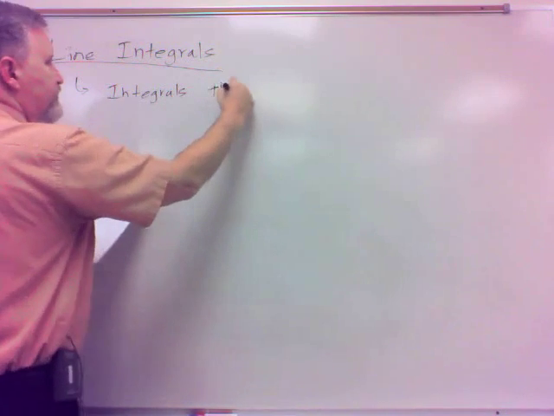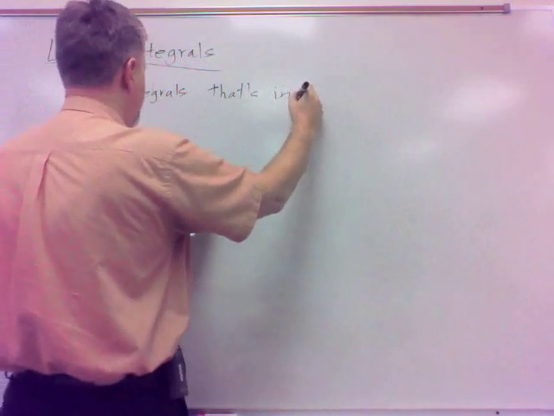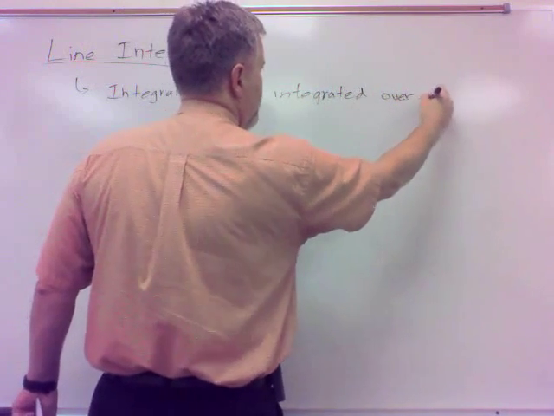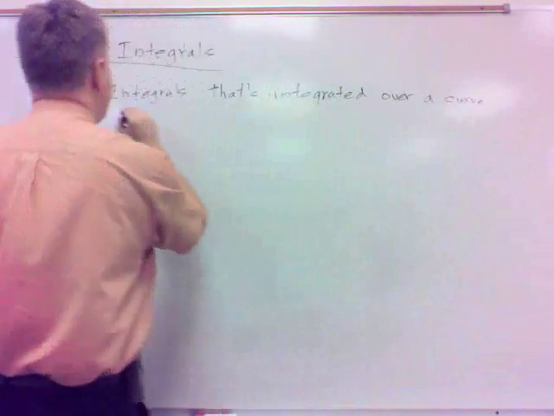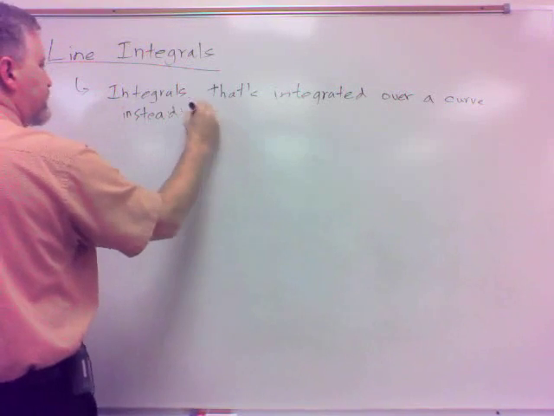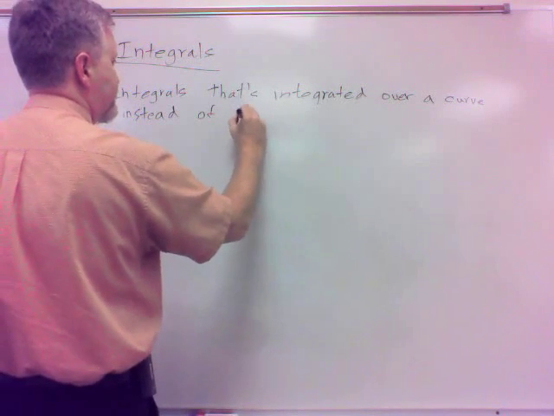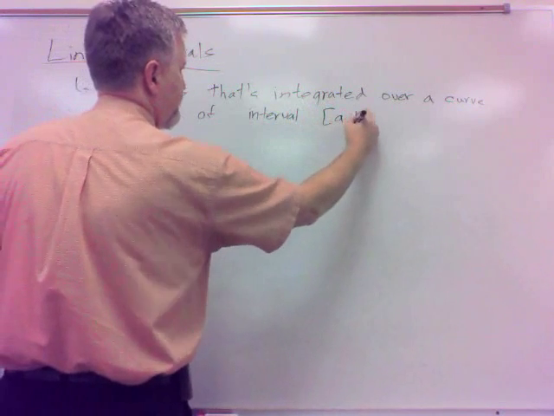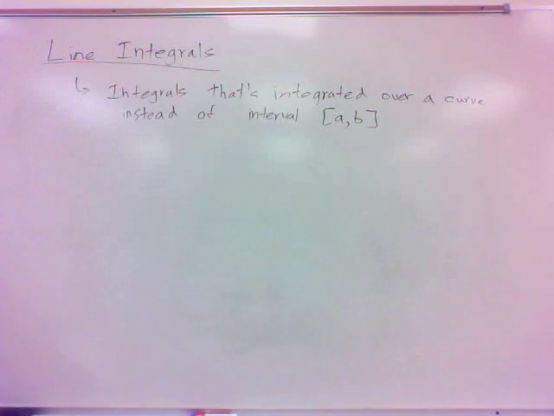However, a line integral is going to be an integral that's integrated with respect to or over a curve instead of an interval a to b. Right? Because that was the way we started integrating, was integrate over a to b, right? We haven't done this quite yet.